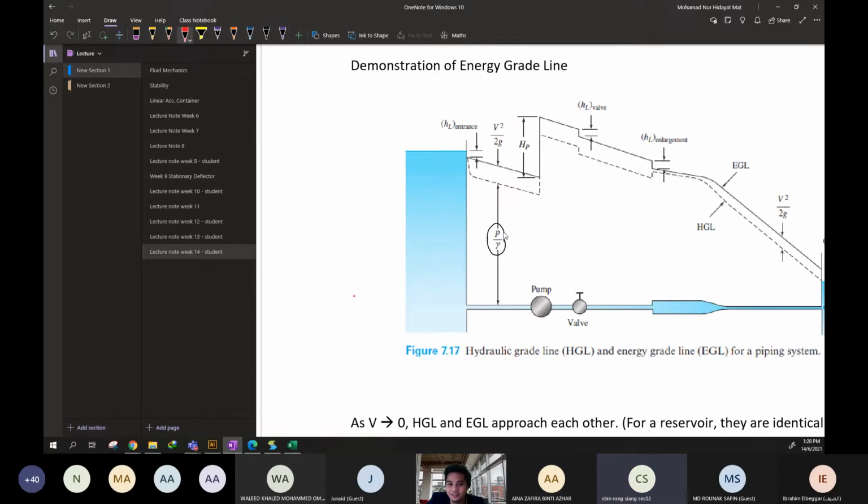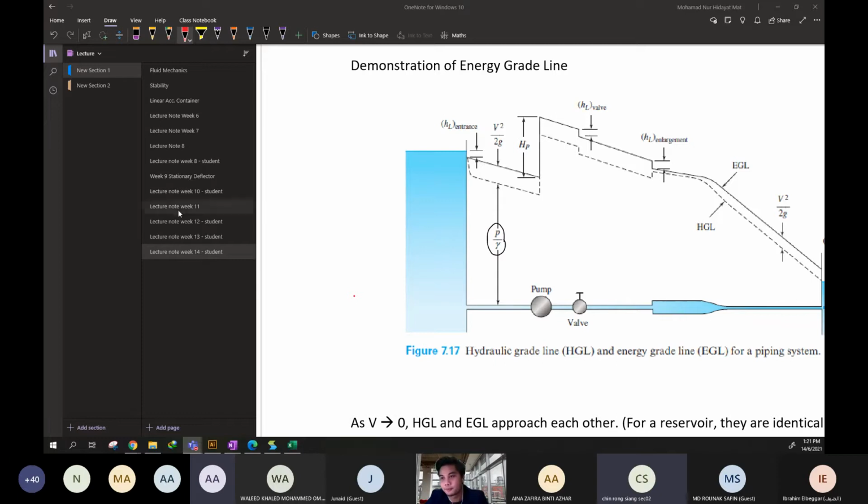Okay, Chin Rong Xiang. Is it minor loss? Okay, can you explain further? Because of the outlet there, parallel to the pump, there's an exit, so there's a minor loss. Okay, correct. Your name is Chin Rong Xiang from section? Section 2. Okay, you got 10 points.